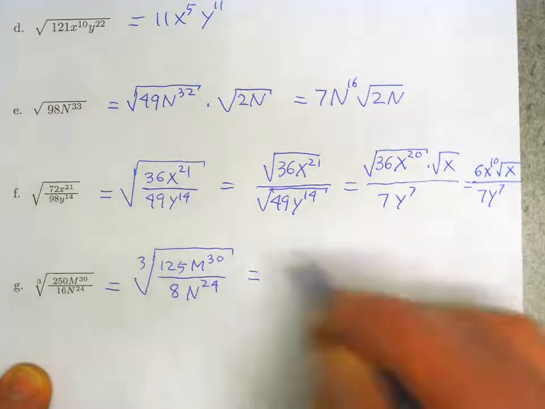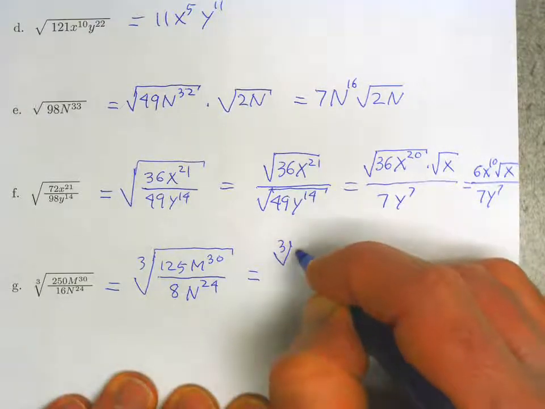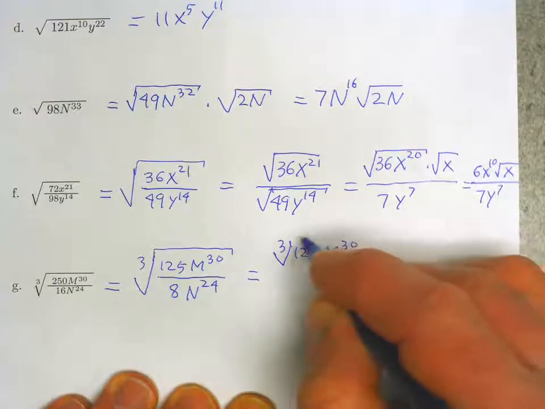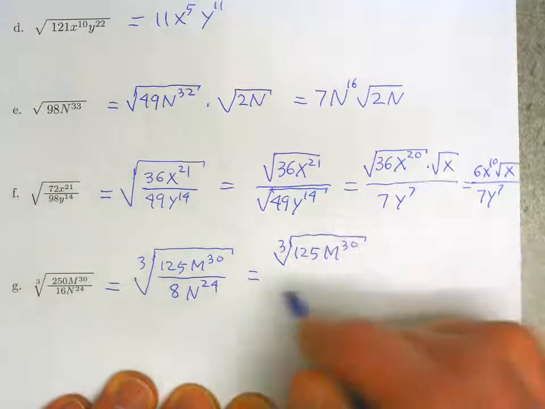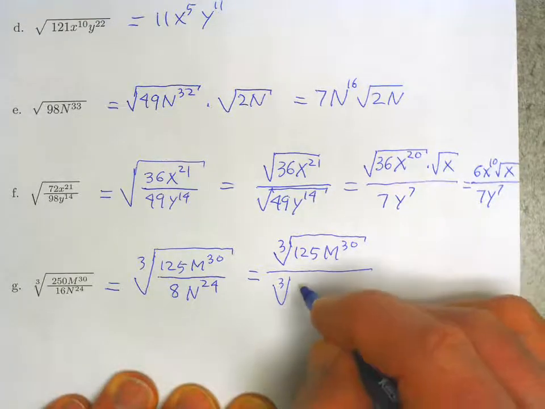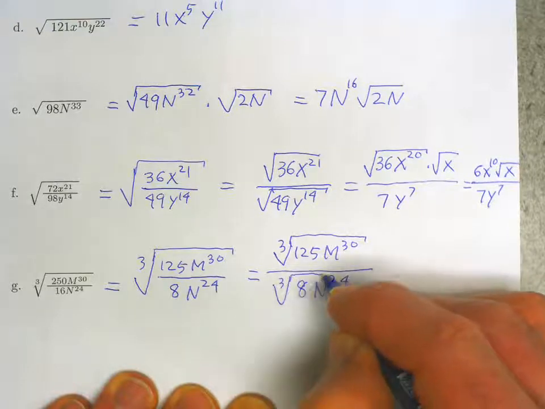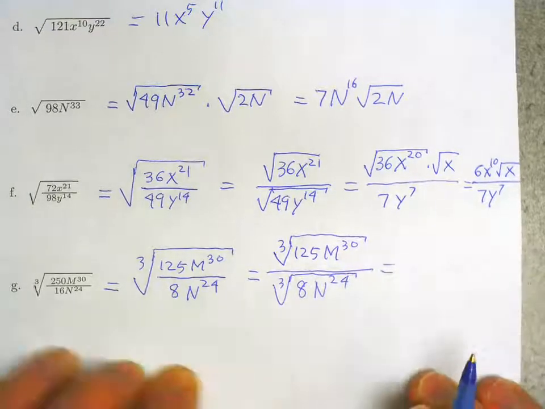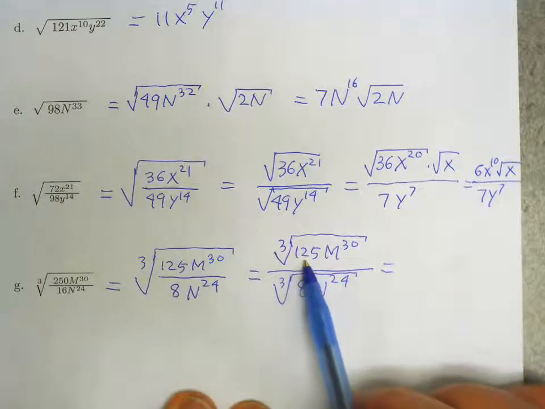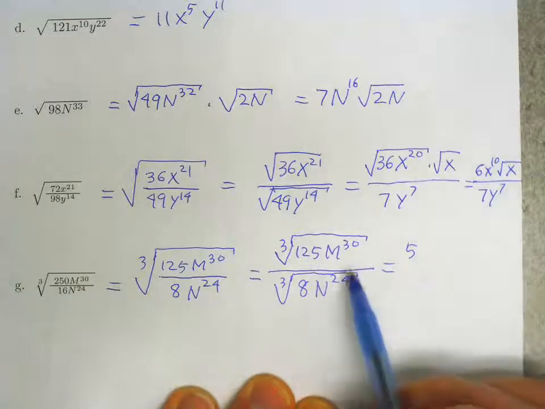And then you can write it as a quotient of cube roots, the cube root of 125 m to the 30th in the numerator, and in the denominator, the cube root of 8 n to the 24th. And all of the factors are perfect cubes. The cube root of 125 is 5 because 5 cubed is 125.